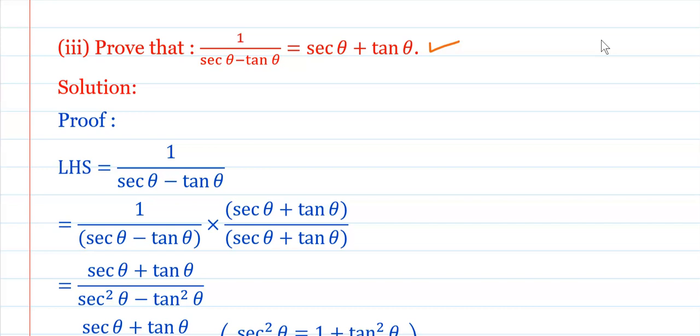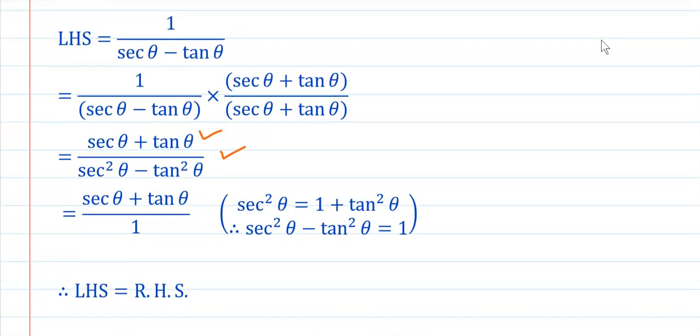1 into sec theta plus tan theta is sec theta plus tan theta. Sec theta minus tan theta into sec theta plus tan theta, that is, you will get sec square theta minus tan square theta. Okay. But what is the value of sec square theta minus tan square theta? By the identity, sec square theta is equals to 1 plus tan square theta. Therefore, sec square theta minus tan square theta is equals to 1.